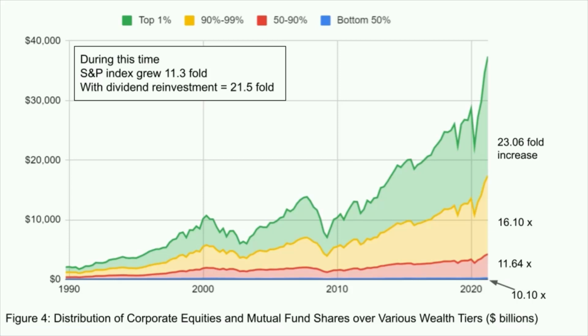Then we focus our attention on the 50 to 90% tier. These people increase their equity positions by only 11.64-fold, just keeping up with the index itself. And finally, we have the bottom 50%, which is the biggest segment from the population, but it has a negligible participation in corporate equities. So this chart is a pretty clear picture of cash flow discrepancy.